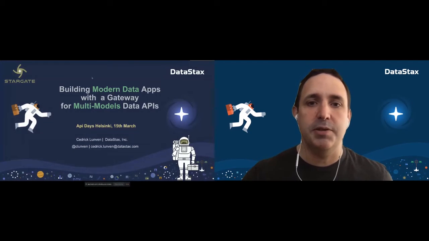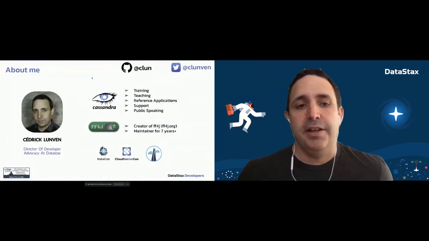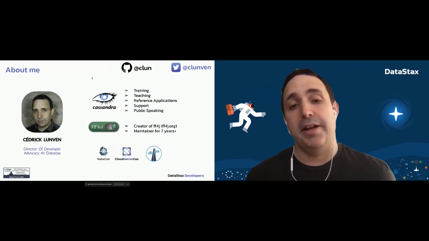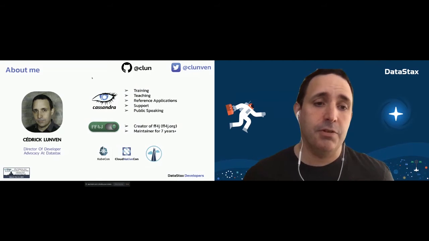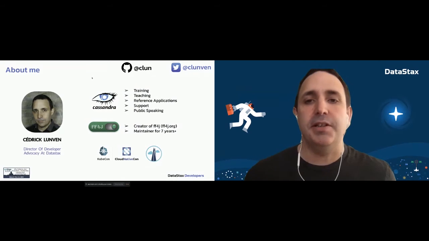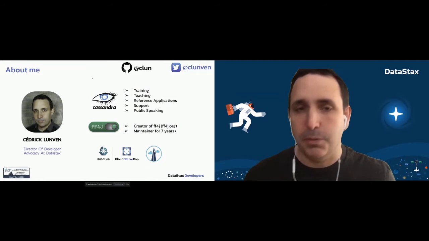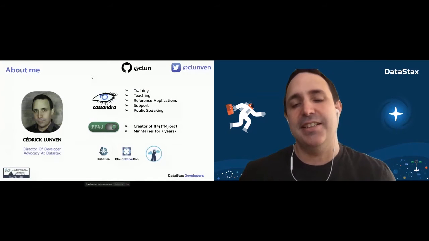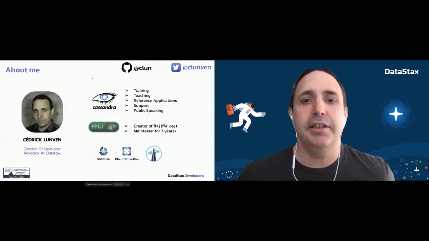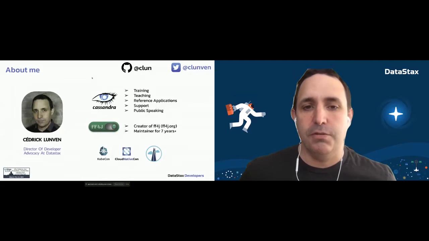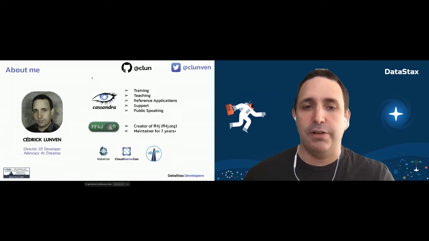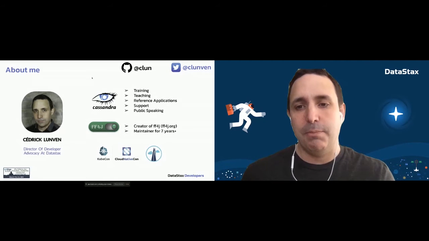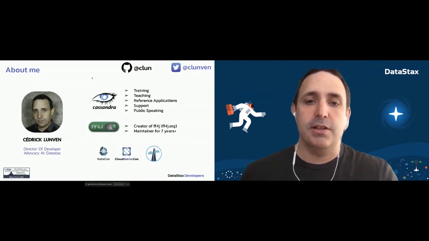So I'm Cedrick Lunven, and I'm leading the developer advocacy team at DataStax. DataStax is the company behind the NoSQL database Cassandra. As advocates, we are running some training, teaching, building some reference applications, doing some support and public speaking like today. This is my day job. During weekends and at nights, I'm an open source developer, kind of Java geek. And I created 7 years ago a framework called FF4J for feature flags for Java. The purpose of this small framework is to enable or disable part of your application at runtime with no installation.